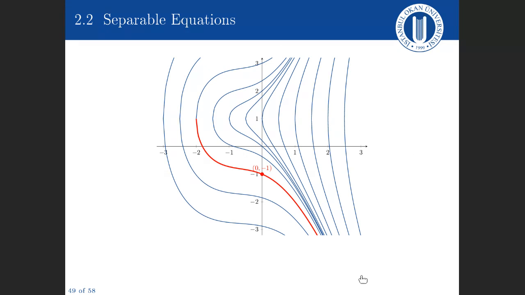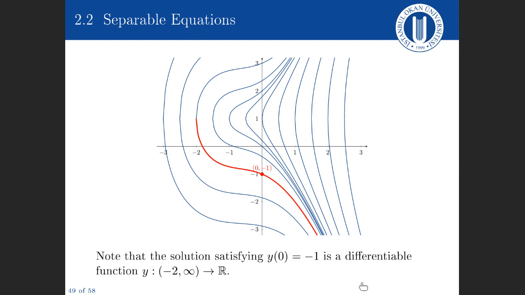Here's a graph of the solution. All of the blue lines are solutions to the differential equation, but only the red curve is the solution to the initial value problem. The top half, the one I'm pointing to with my mouse at the moment, is the solution with plus. This red part is the solution with minus. You can see that the solution is only defined from minus 2 to infinity. The solution is a differentiable function with domain the open interval from minus 2 to infinity.